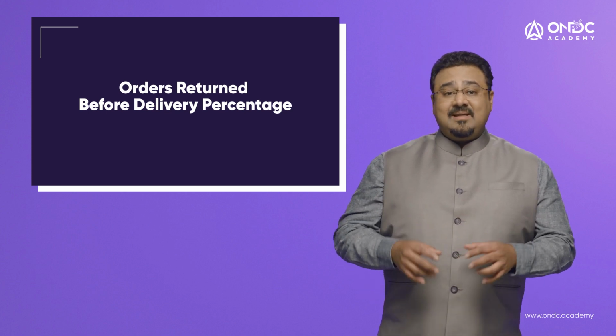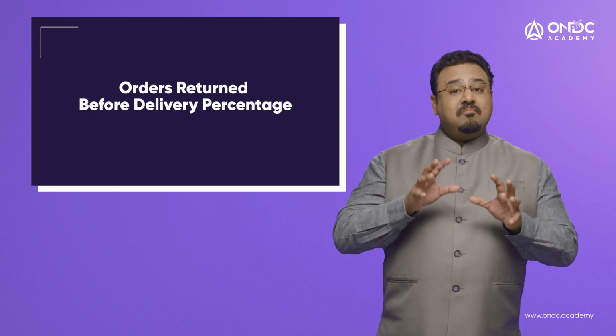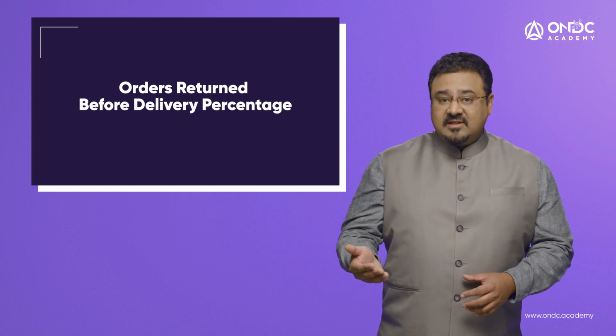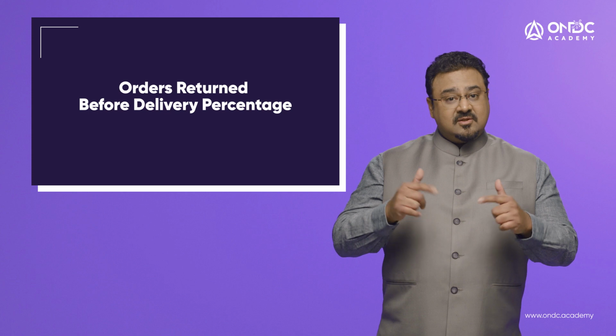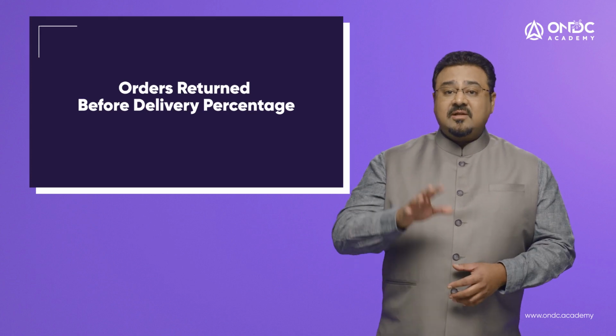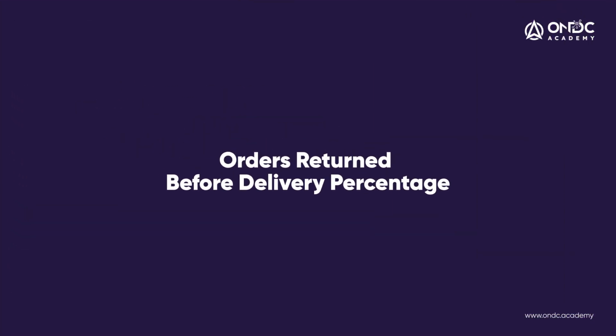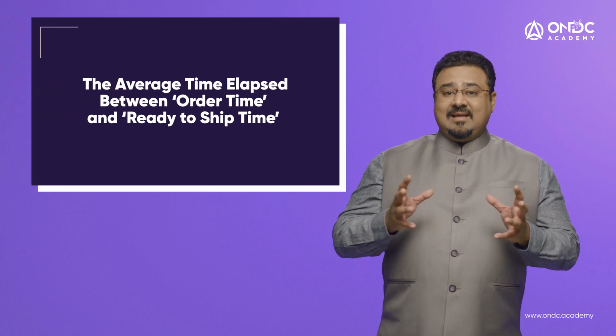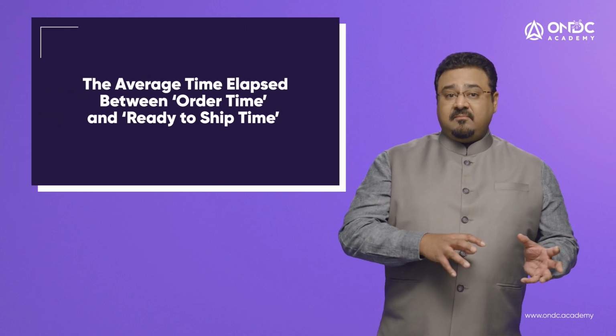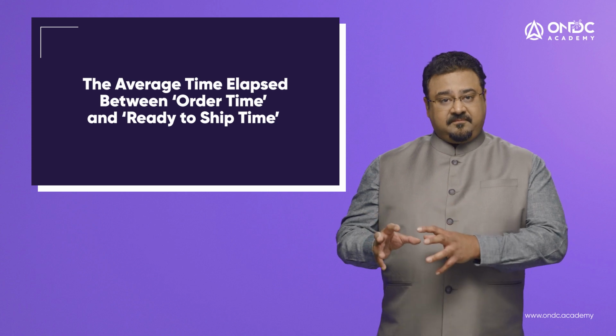The seller NP needs to track this to measure the percentage of the orders not delivered to the customer post-shipment and returns initiated to the seller. The formula to calculate this metric would be to divide order returns initiated without delivery by orders shipped multiplied by 100. Next metric. The average time elapsed between order time and ready to ship time.